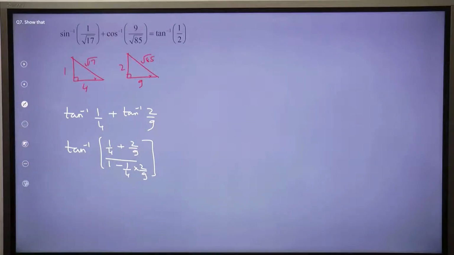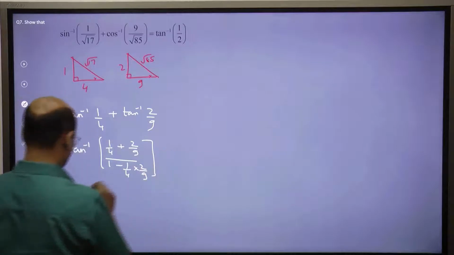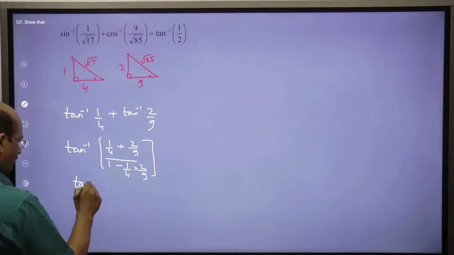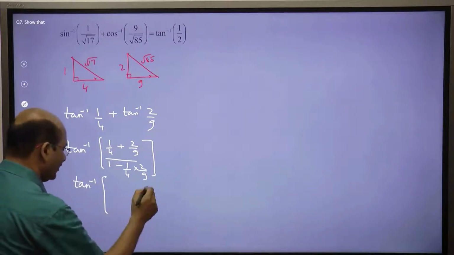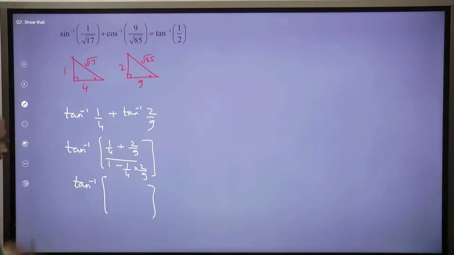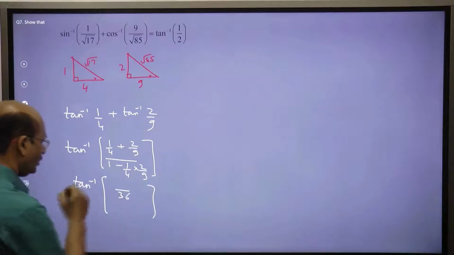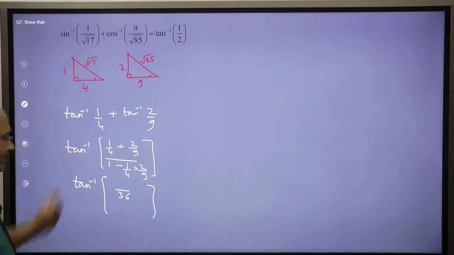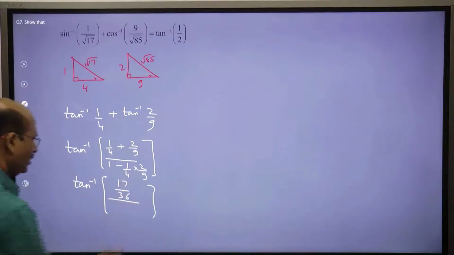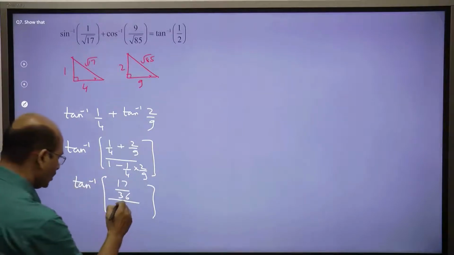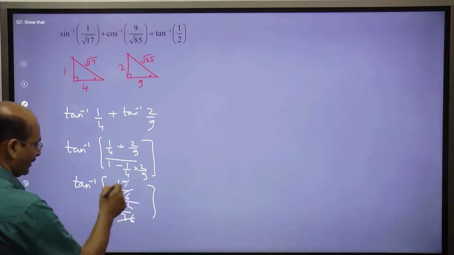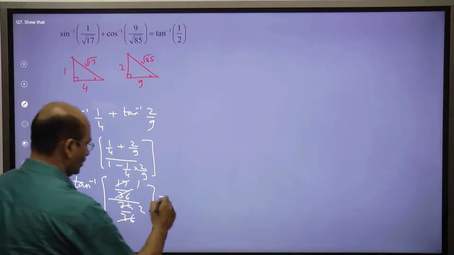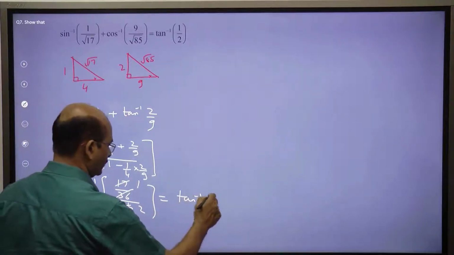I hope you got this point clear. So what happens here, this is nothing but tan inverse, we can solve this out. Okay, I'll solve this. 4 9s are 36. 9 plus 8, 17 upon 36, this is 36 minus 2, 34 upon 36. This gets eliminated. 17 1s are 17, 17 2s are 34, so that is nothing but tan inverse 1 by 2.